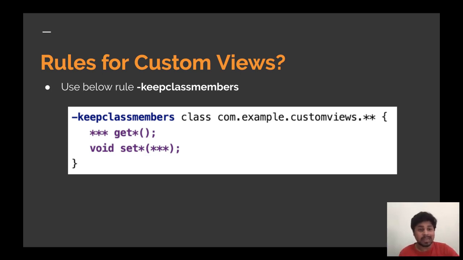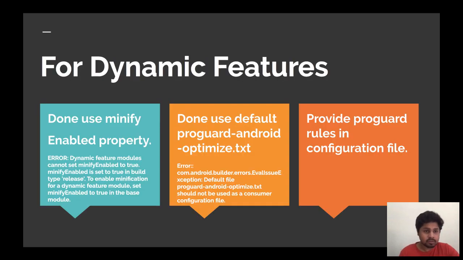We want to keep getters and setters here. For that, you can create this keep rule, which mentions a package name called custom views. Whatever custom view classes are present inside this package will be kept, and all the getter and setter methods which are required to create an object of a custom view class with different parameters will be kept. So this is what we use for custom views.